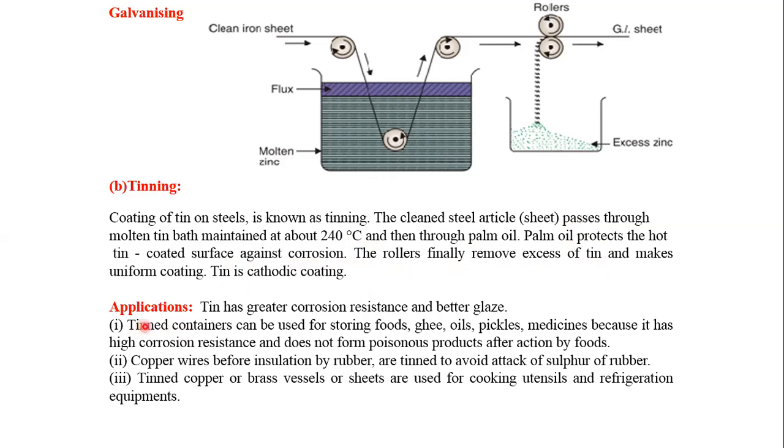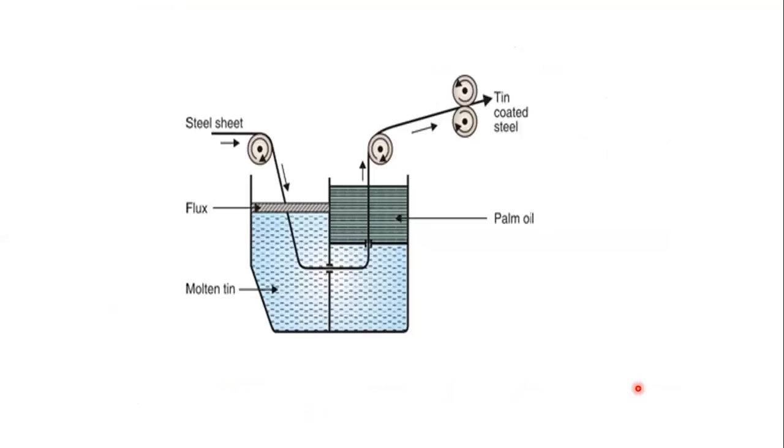Now see the applications. Tin container. Now we can see here, it can be used for storing ghee, food material, oil, pickles. Even in medicals, we can use it to store the medicines. Because, first, it has higher corrosion resistance and second, it does not form any poisonous product after the action by the foods. Second application is copper wires, which before insulation by the rubber are tinned to avoid the attack of sulfur. Third application, tin copper or gas vessels or sheets are used for cooking materials as well as in refrigeration equipment.